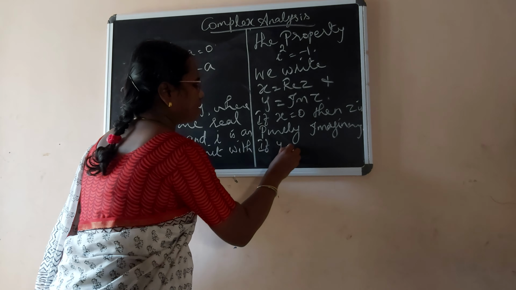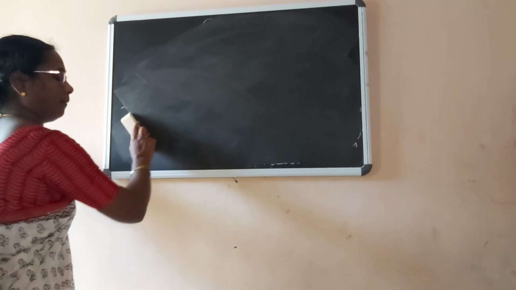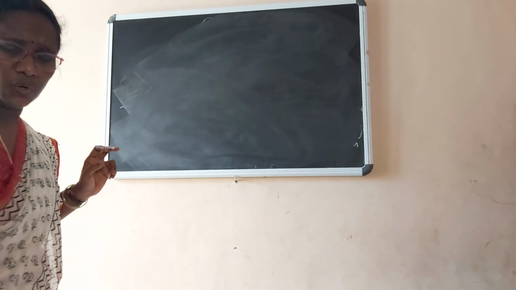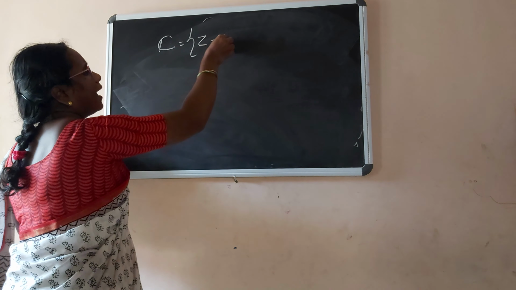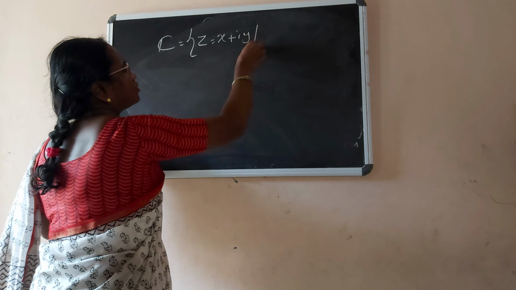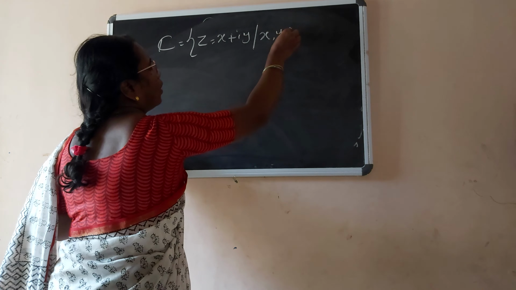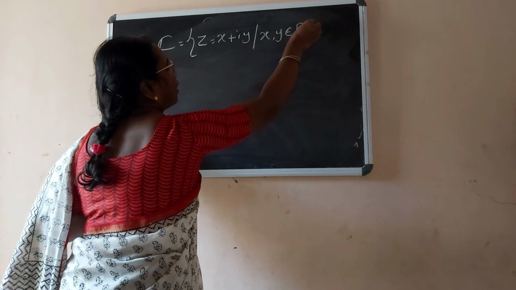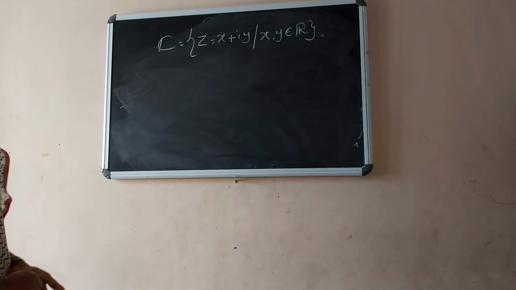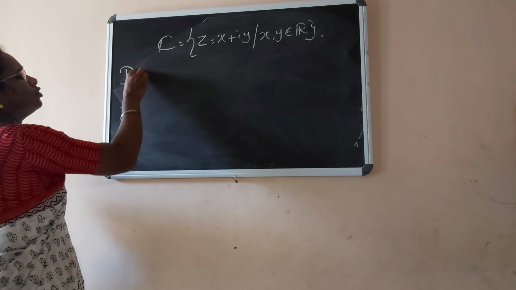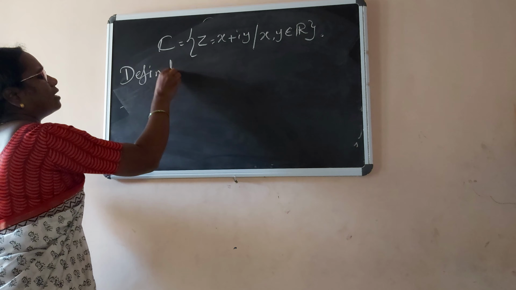Now, let us define the addition and multiplication. The set of all complex numbers is denoted by capital C and is defined to be the set of all z is equal to x plus iy, such that x and y belong to R. This is the set of all complex numbers. Next, we define addition and multiplication of complex numbers.